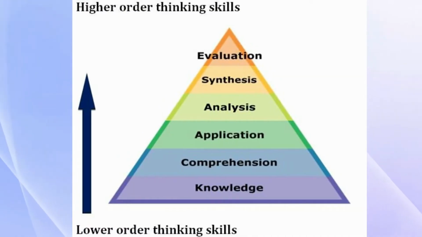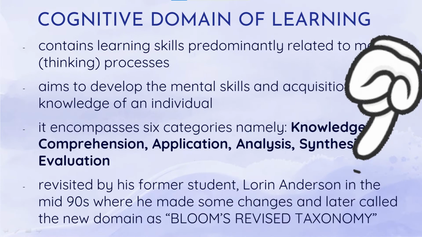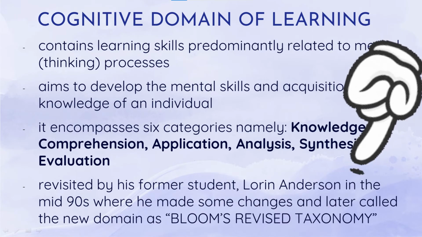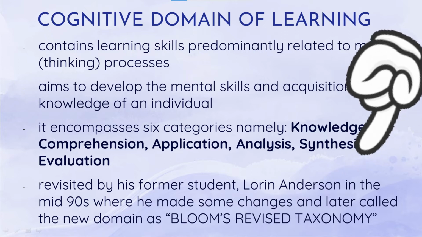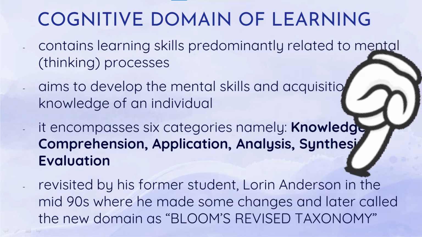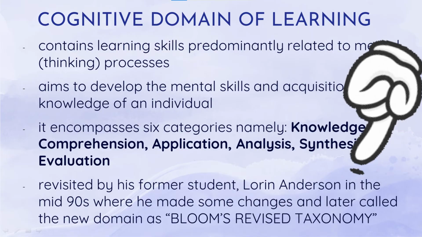The 6 categories are knowledge, comprehension, application, analysis, synthesis, and evaluation. You can see on the screen how the categories are arranged in order, from simple to complex and from concrete to abstract. It is a progressive climb to a higher level of thinking. This framework was revisited by Benjamin Bloom's former student Lorin Anderson in the mid-90s. Anderson made some changes to the framework and called the newly formed framework Bloom's revised taxonomy.